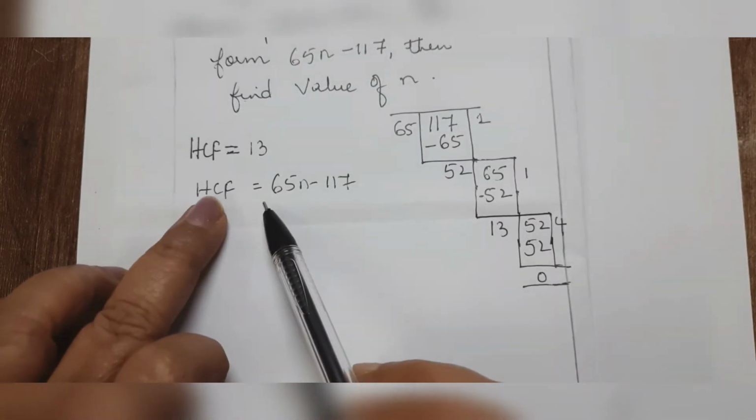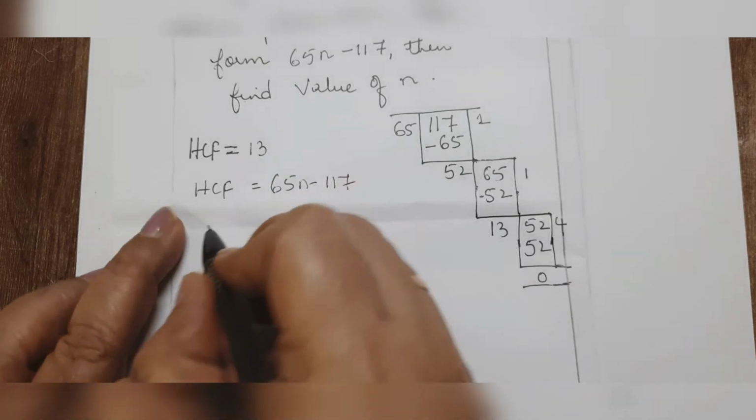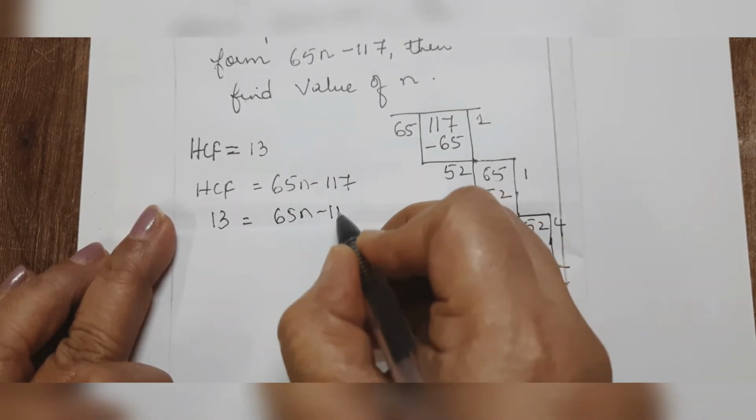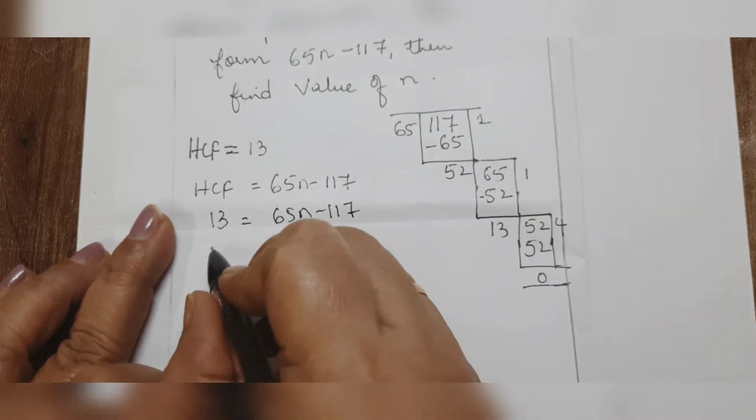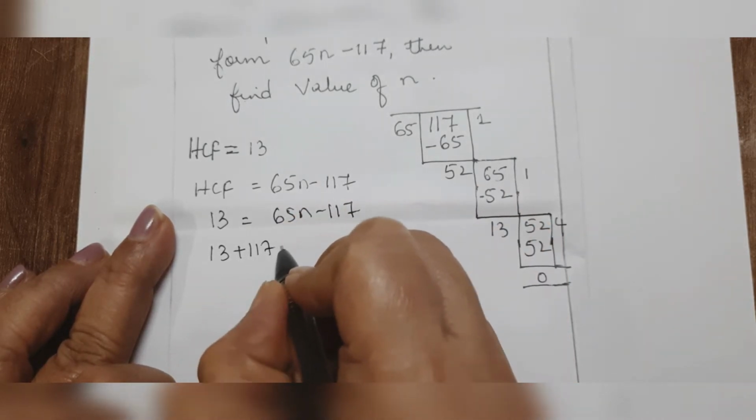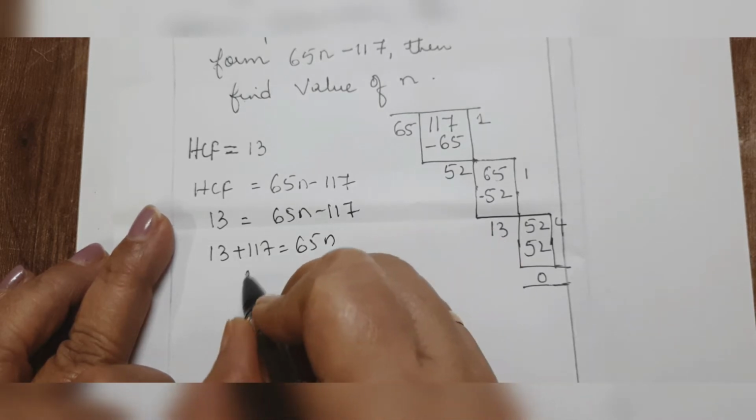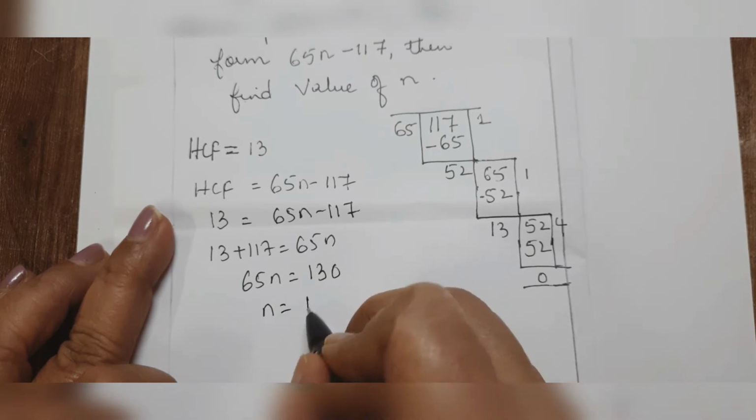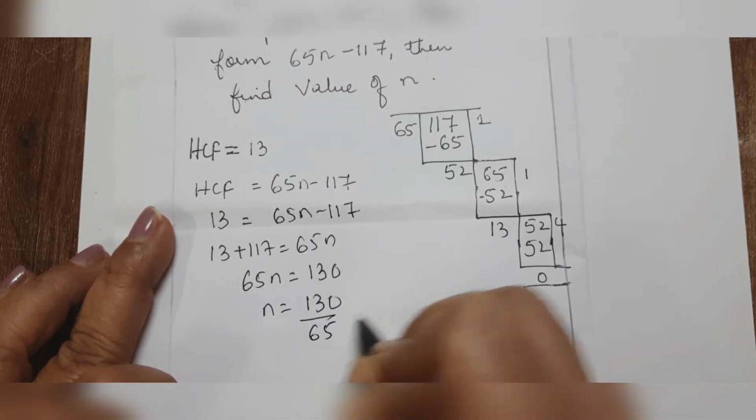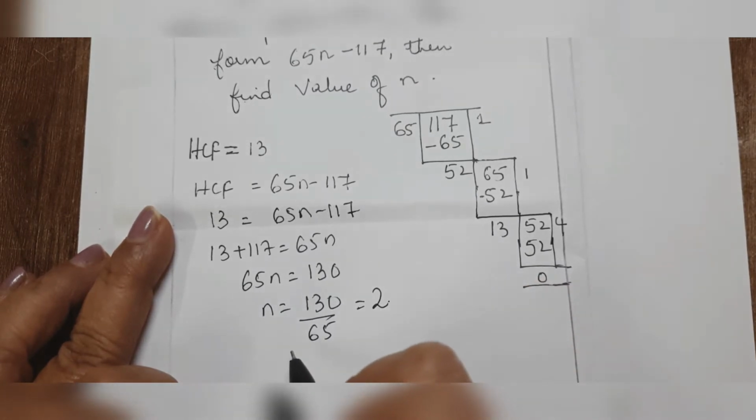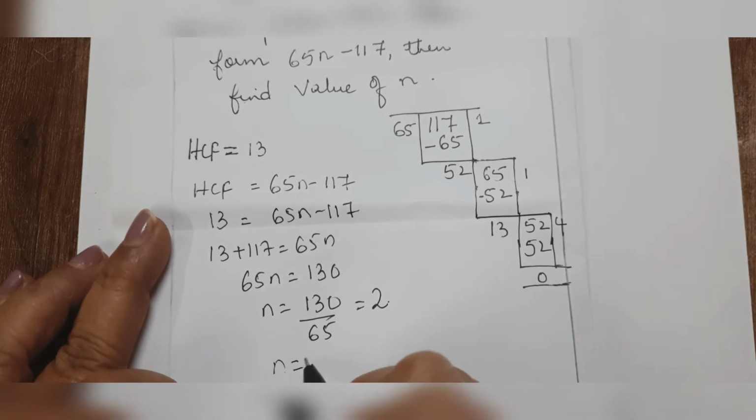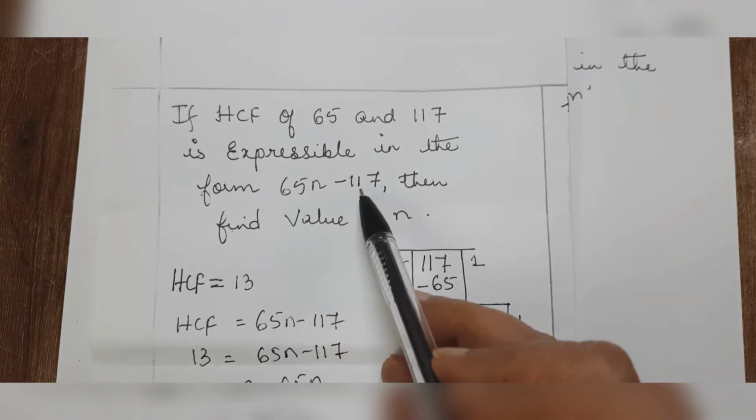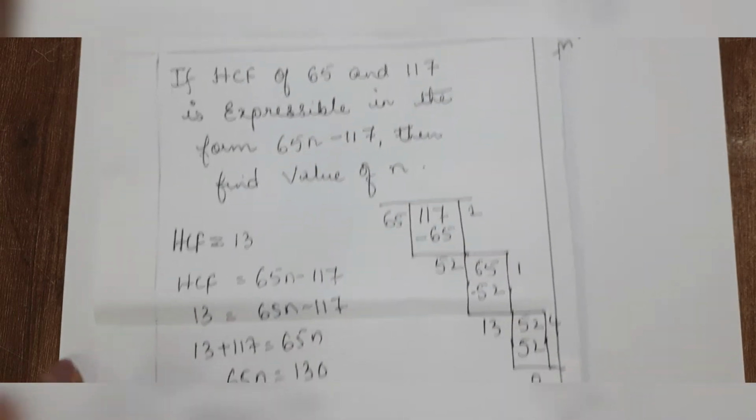So HCF is expressible in this form. I'll put here HCF is 13 = 65n − 117. Sending this across, 13 + 117 equals 65n, so 65n equals 130. n equals 130 divided by 65, that is 2. So n here will be 2. If you want, you can verify: 65 into 2 is 130, minus 117, you will get back 13.